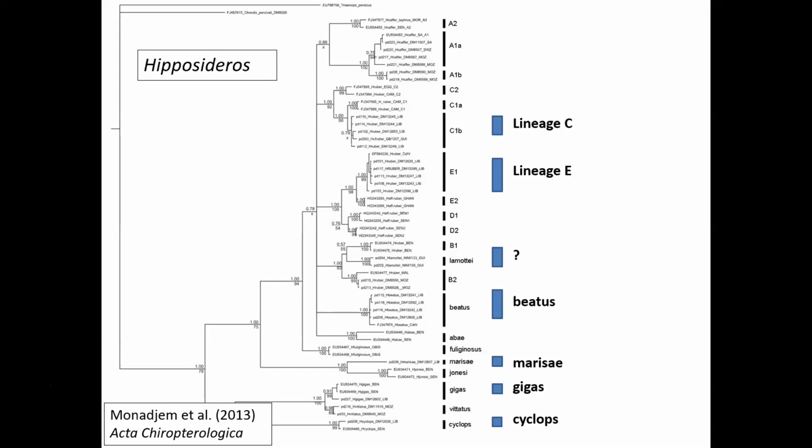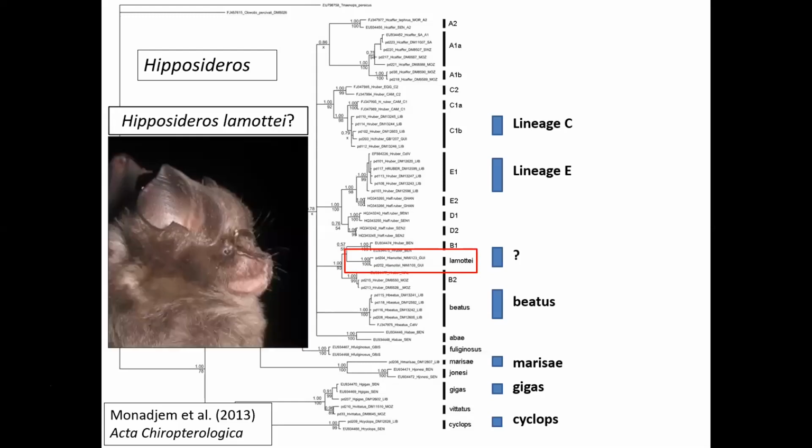So when I took the tissue from the putative Lamoti, it came up with a blue bar with a question mark. So the question really was, is this bat from Mount Nimba really Hipposideros lamoti or not? This is a photograph of that bat.